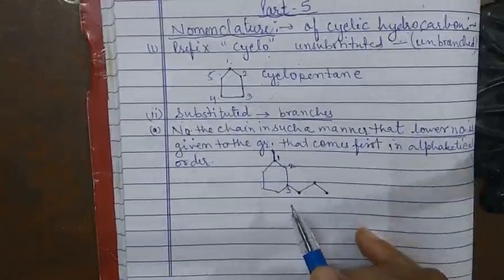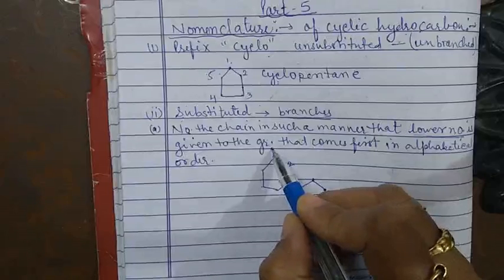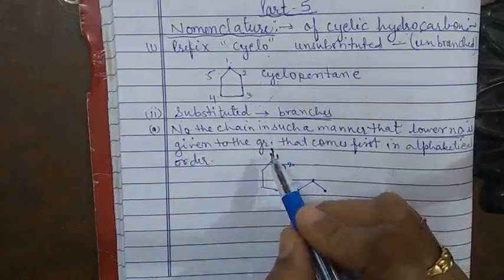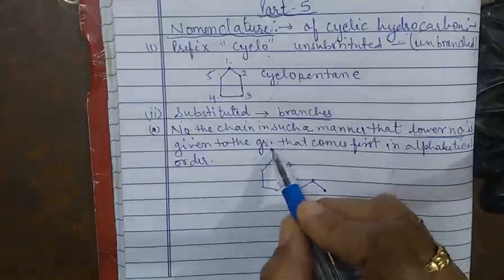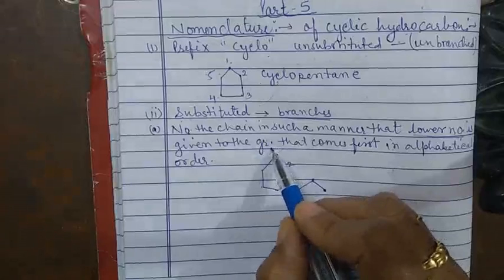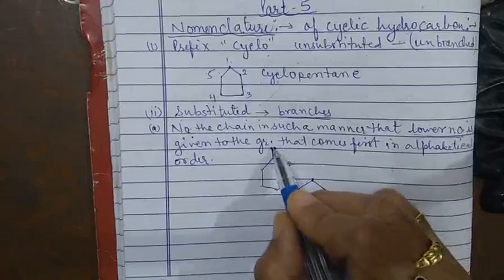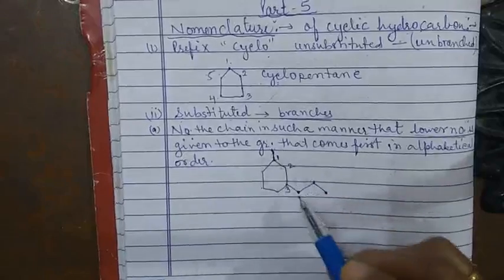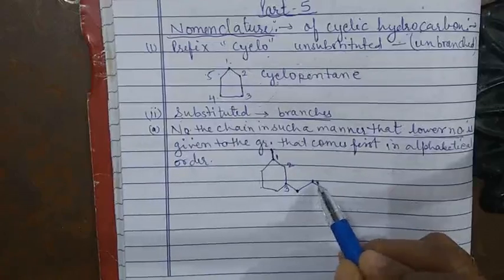Now here only 1 carbon atom is present, and we know that the side chain is always of alkyl group. So here only 1 carbon atom is present, and according to the alkyl group system, its name is methyl. And here how many carbon atoms are present? Here 3 carbon atoms are present.